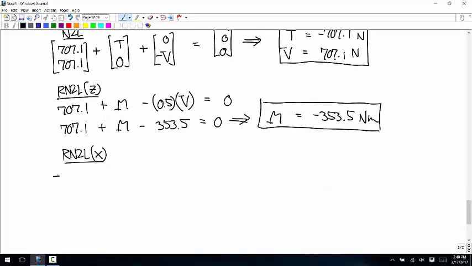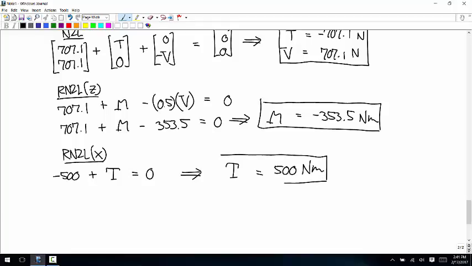And then the moment about the x, we have negative 500 plus T is equal to 0. So that internal torque is equal to 500. Any questions about that?